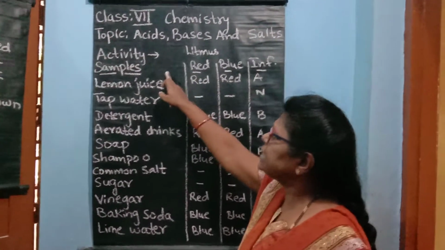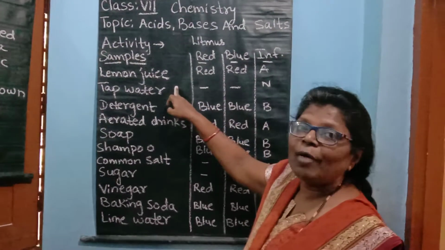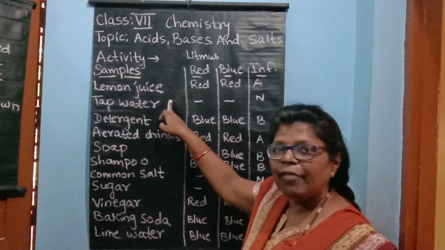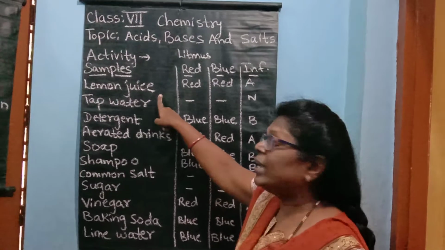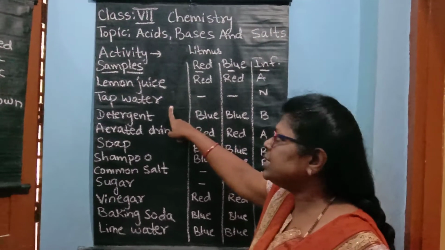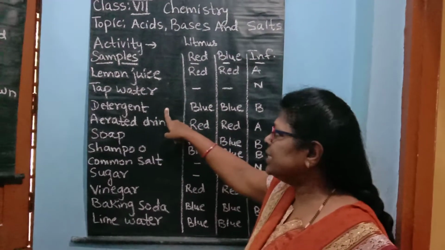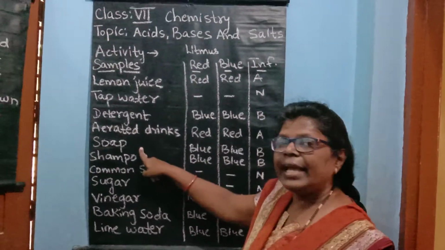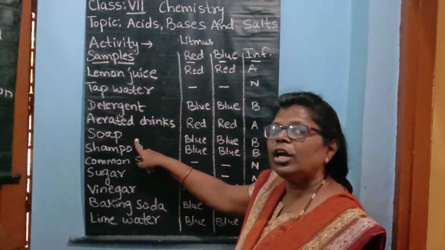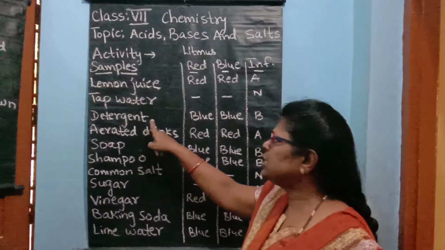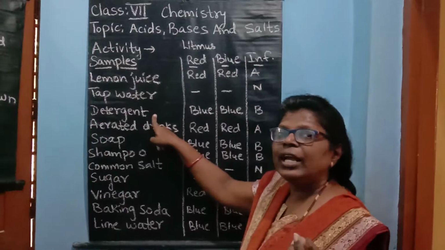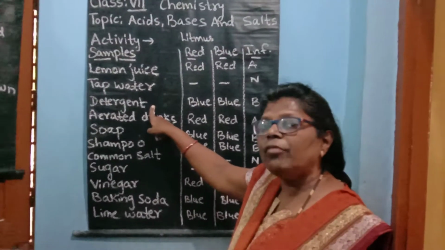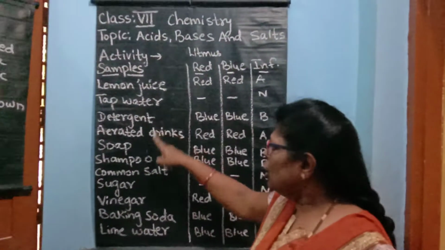So you have to write the samples. Below the samples you have to write the names, because they are easily available in our house. First one is lemon juice. Second one is tap water. Third one is detergent. Then aerated drinks. Soap. You can take any soap and dissolve it in distilled water, then make the solution. Same case with the detergent. You take a little quantity of detergent and dissolve it in distilled water. We will get the solution.